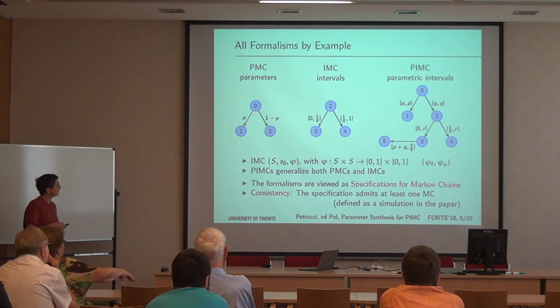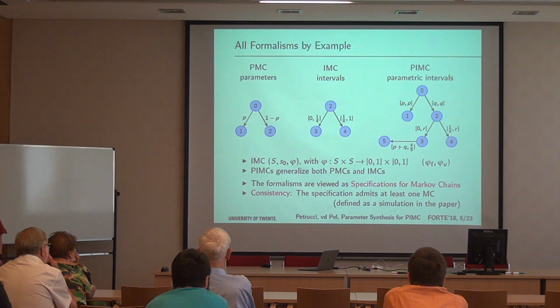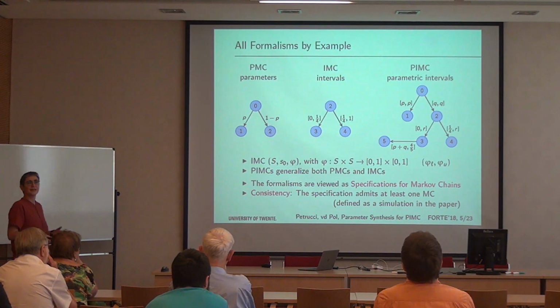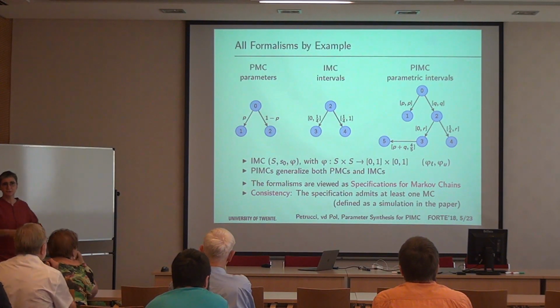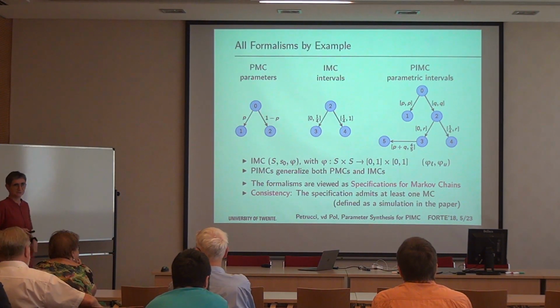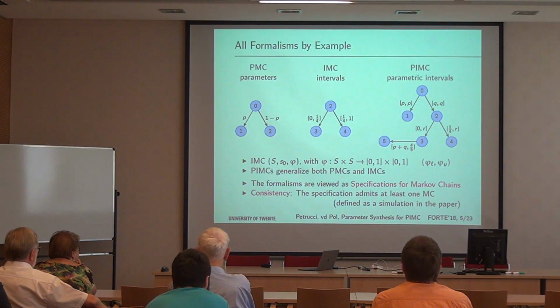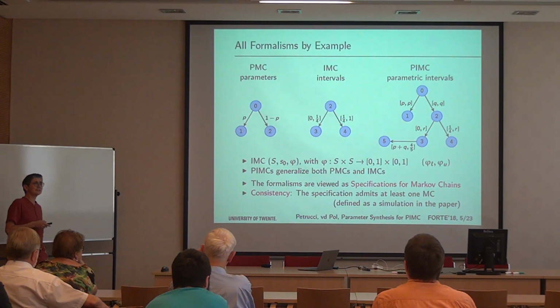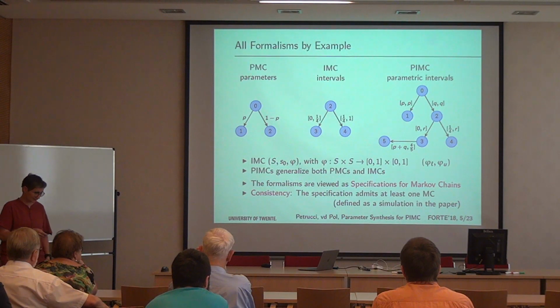All these formalisms can be viewed as specifications of Markov chains. If we make a choice for a parameter, or a choice for a value within an interval, then we can replace the values and obtain a Markov chain. So they describe a set of Markov chains. The consistency property states that the specification admits at least one Markov chain, and that can be defined as a simulation.